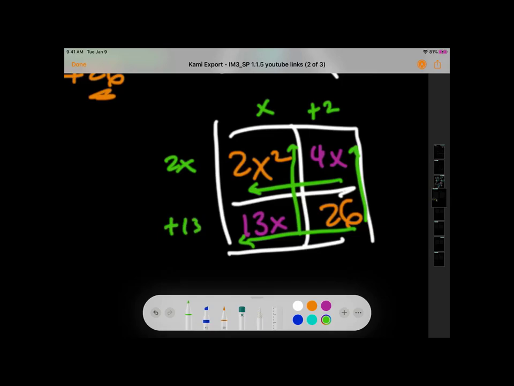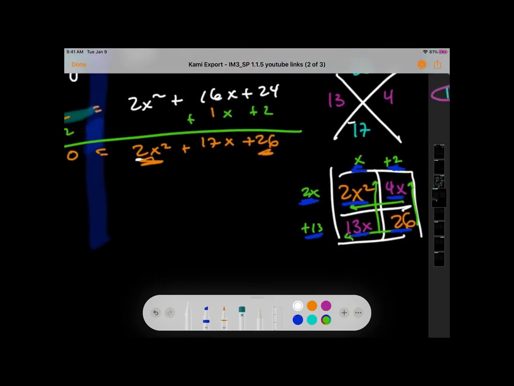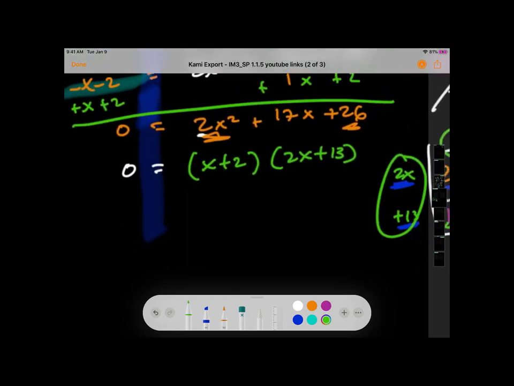So let's just double check that that works. 2x times x gives me 2x squared. 13 times x gives me 13x. 13 times 2 gives me 26. And 2x times 2 gives me 4x. So that works. Let's go ahead and write that over here. So over here in green on the outsides, on the right, x plus 2 and 2x plus 13. Again, the order does not matter once you write them.